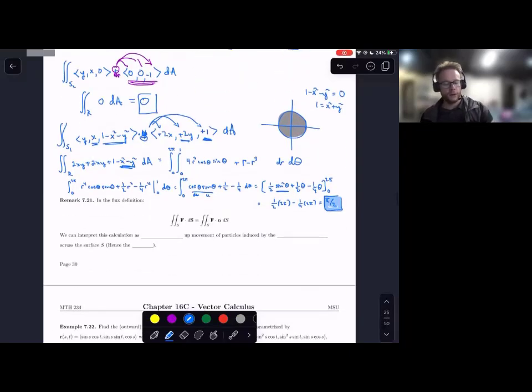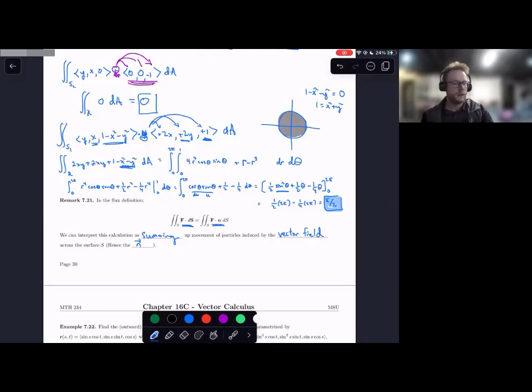So, all right. Now, just as a reminder, in the flux definition, this is our notation. What this means is that we're doing our vector field and dot producting that with our normal vector and then doing a classic surface integral here. We can interpret this calculation as summing up movement of particles induced by the vector field across the surface S.